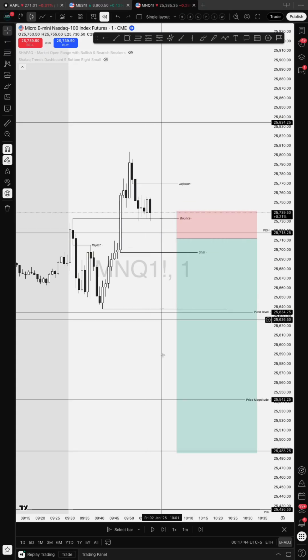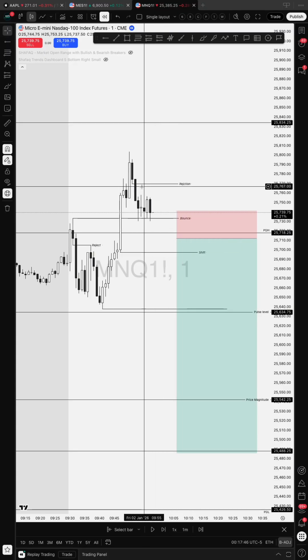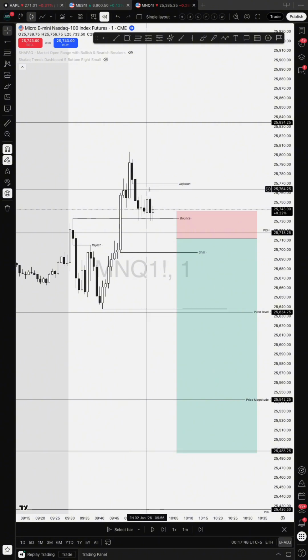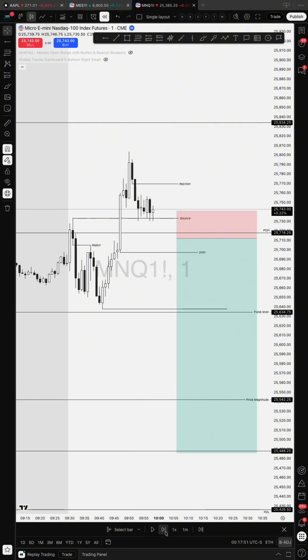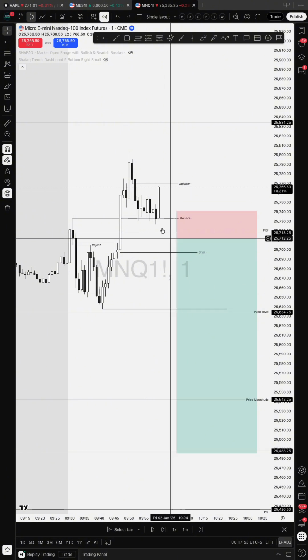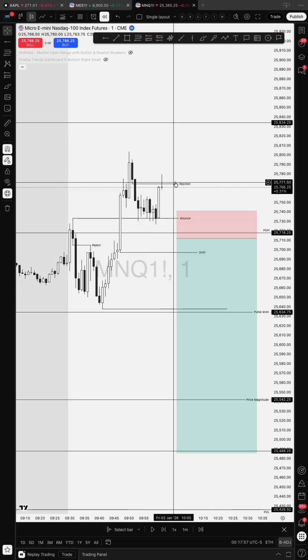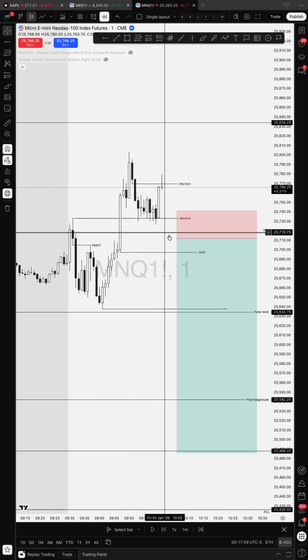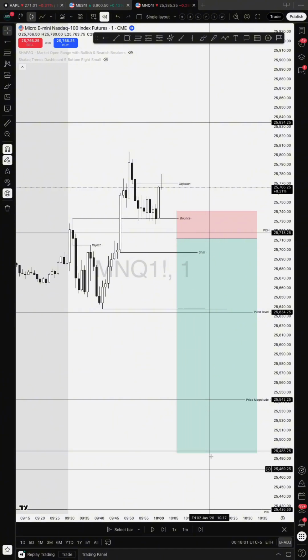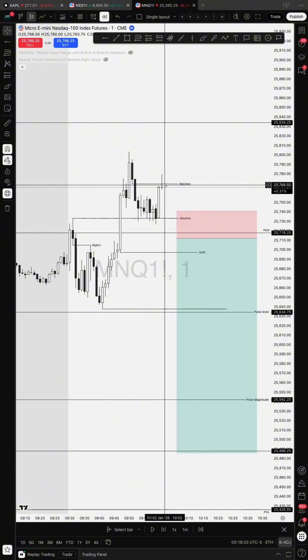So bounce here, came back. We're trying hard to retest this area, so we will retest this area. Perfect. You see the volume came in, retested this area. So if I'm expecting a bearish move to the downside, I would want this to reject.